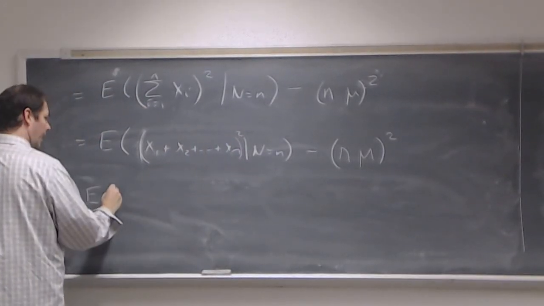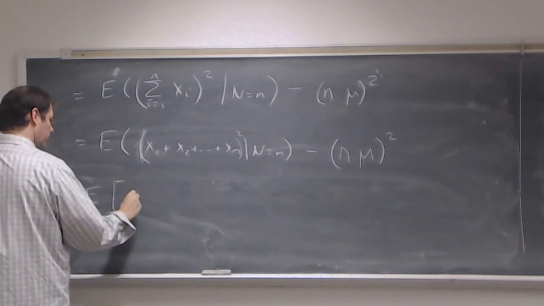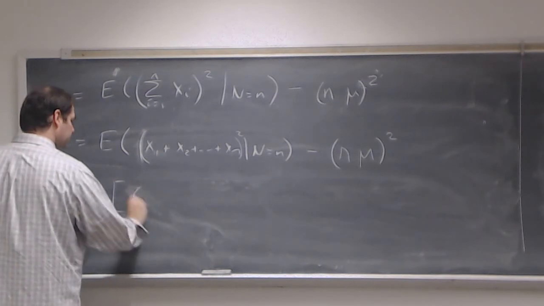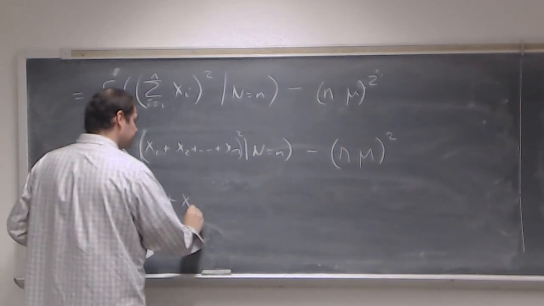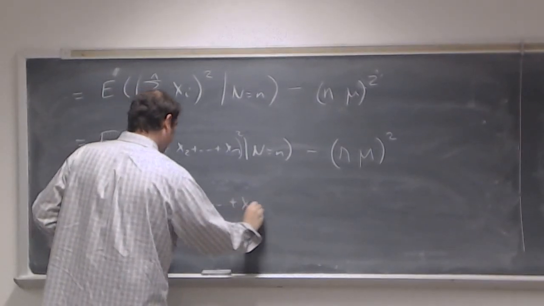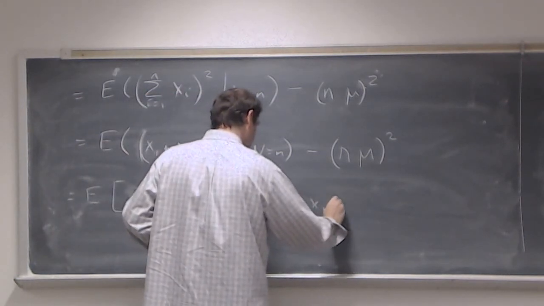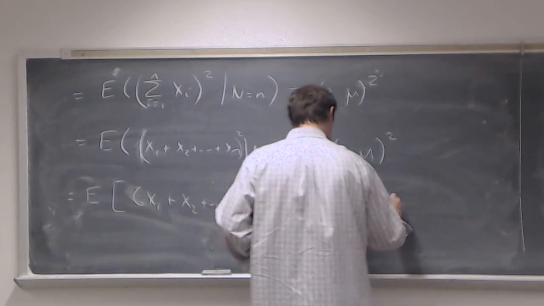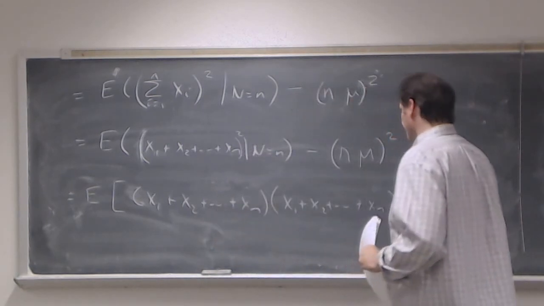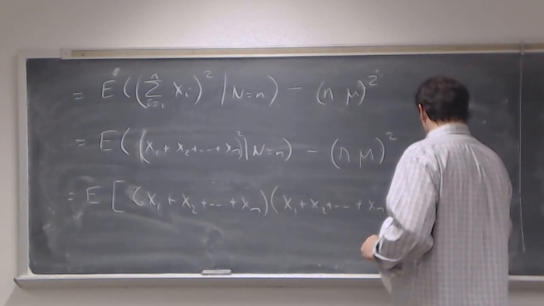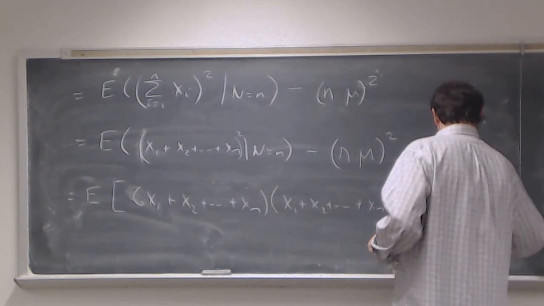Okay, if we square this out, we're going to get it as a sum. Well, let's write it out. So it's x of 1 plus x of 2 plus x of n times itself, given that N is equal to n, minus n mu b squared.